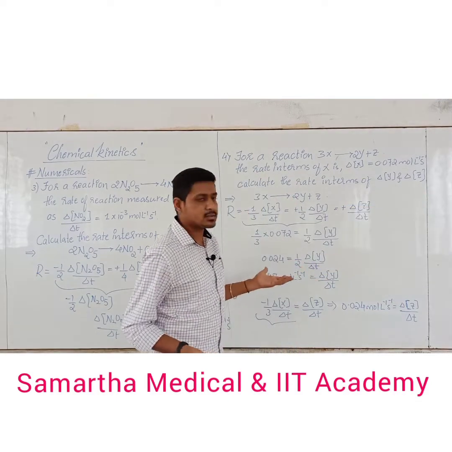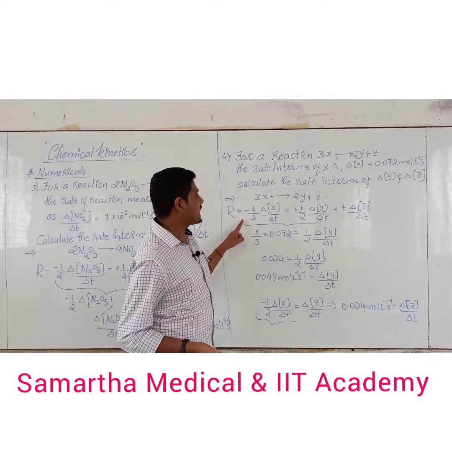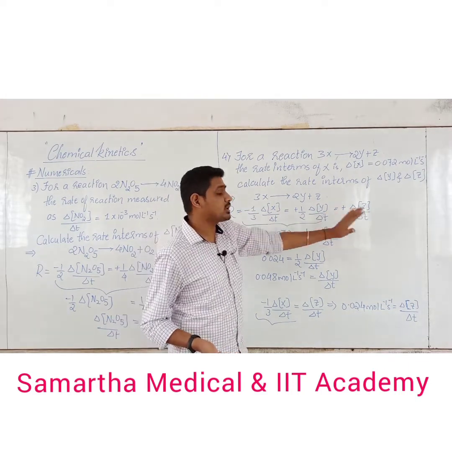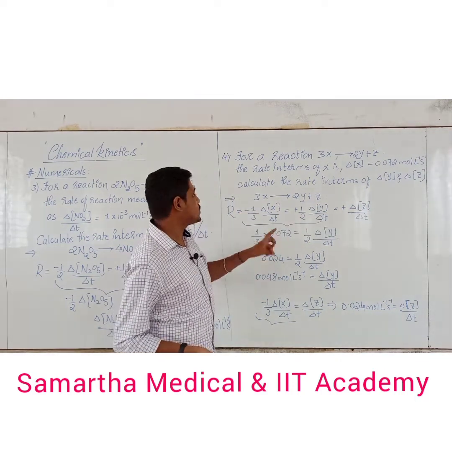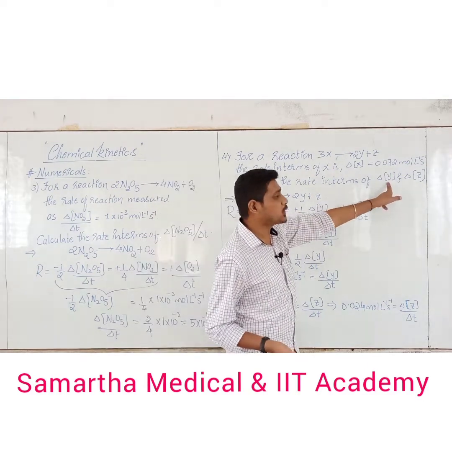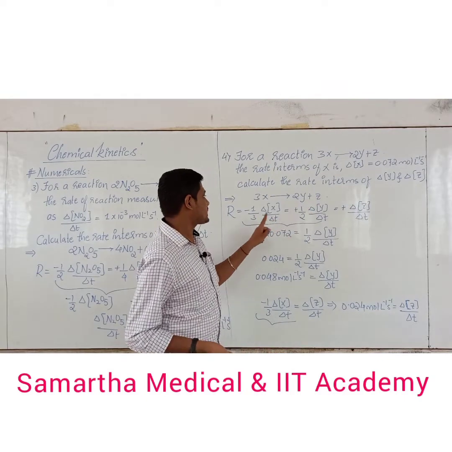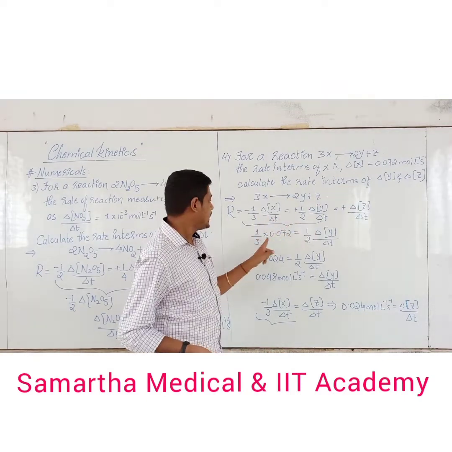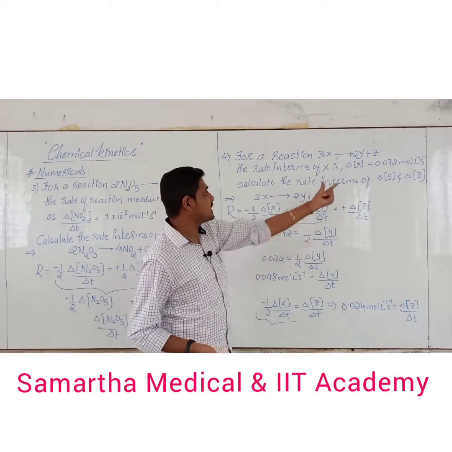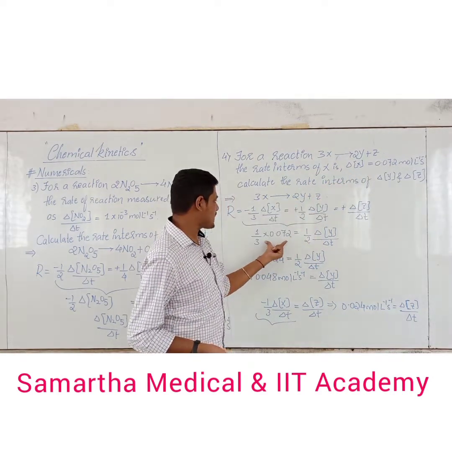First, as usual, you have to write the rate for this reaction, and once you write a proper rate for the reaction, then you have to equate what? First you have to calculate in terms of Y. So first equate these two equations. Okay, so I have equated here. This is the value that I will get. Now this value has been given in the numerical, so that I have substituted this.